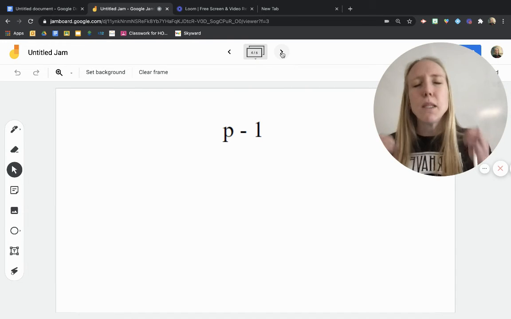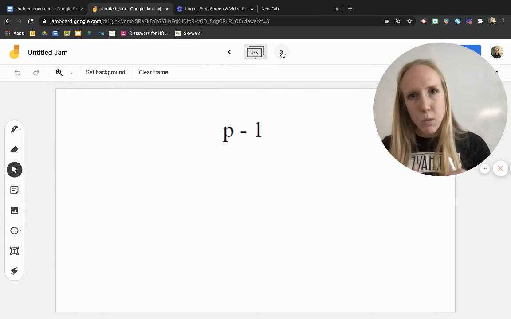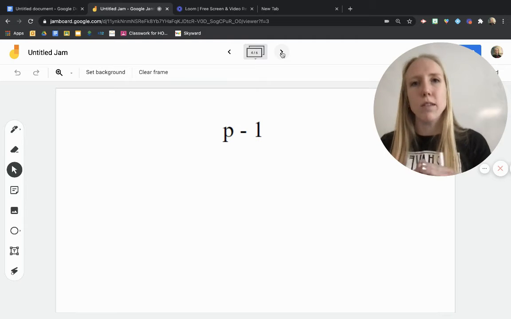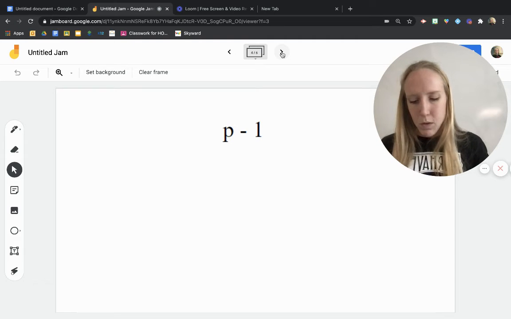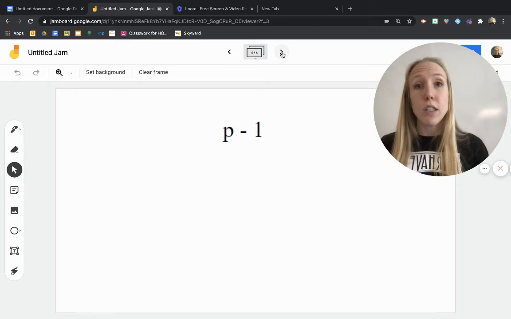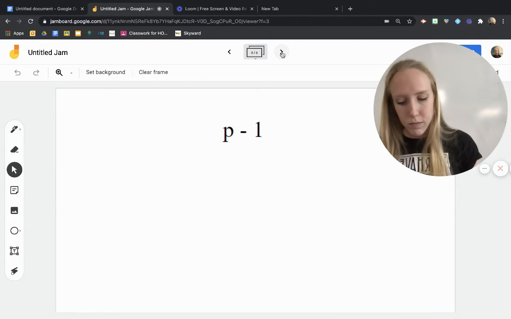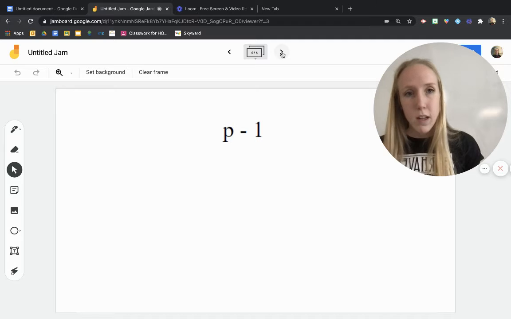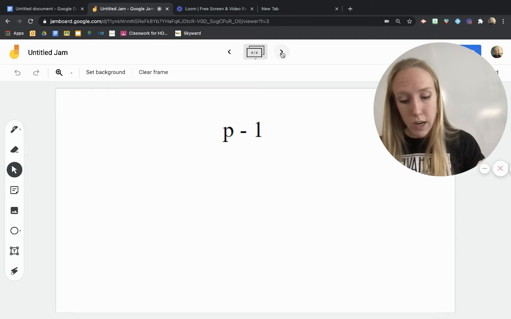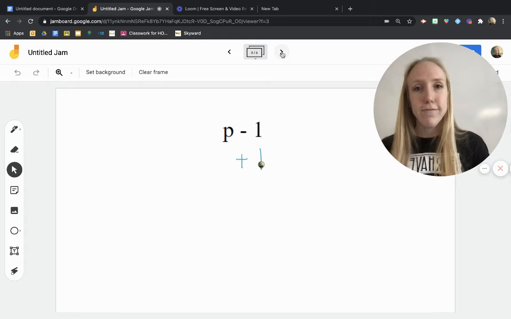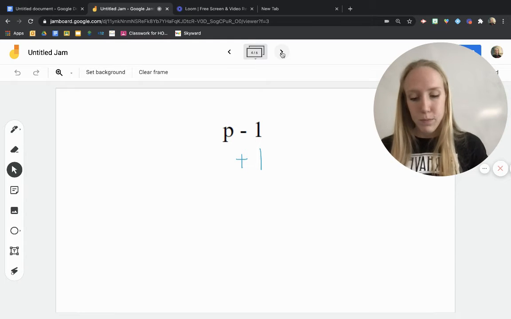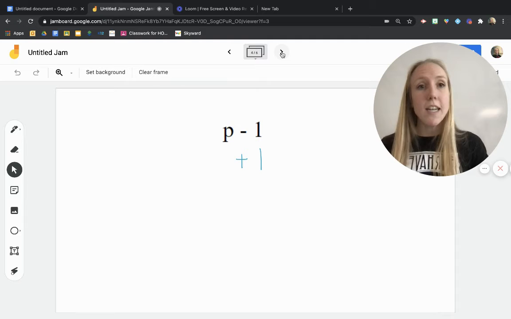Think, what's the opposite of subtracting? What is the inverse of subtracting 1? The inverse of subtracting 1 is adding 1. So it was subtracted. Now we're going to add it, and we want to get p by itself.